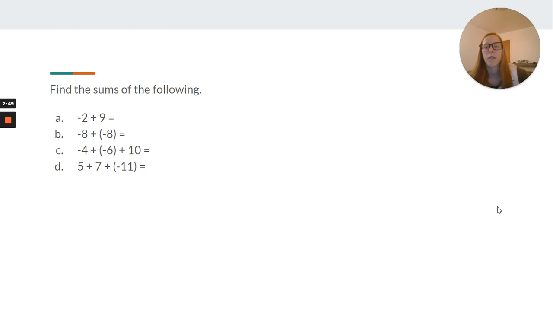For this one, we're going to find the sums of the following, a couple with only 2 numbers and some more with 3. We have negative 2 plus 9. If you need to use a number line, go ahead and draw one quick to illustrate this. But basically it's going to be 9 minus 2. What does it give us? 7. Then we have negative 8 plus a negative 8. We know we're going to continue with that negative number, so we have negative 16. Negative 4 plus a negative 6 plus 10. We break it down. Negative 4 plus negative 6 is negative 10, plus 10 is 0. 5 plus 7 gets us to 12, plus a negative 11 gives us 1.